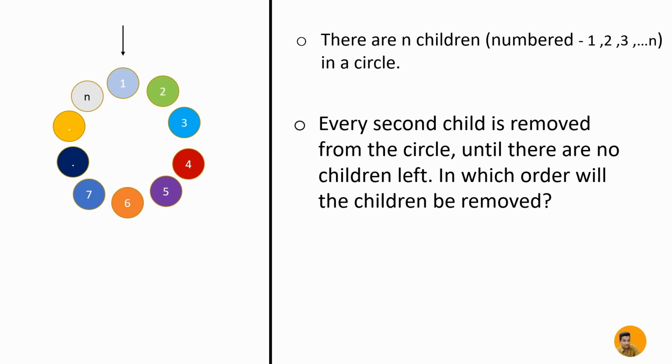So every second child. If this is our starting point, then every second child will be removed. This would be the second child, this would be the second child. That means alternate children are removed and we need to print in which order the children will be removed.